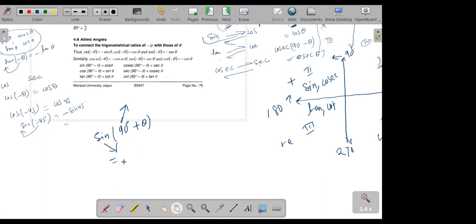Second rule, we have to see in which quadrant this angle lies. If we try to plot, this is 90 plus theta, where theta is some angle we don't know, but surely it is more than 90. So this is 0, this is 90 here, and this is 180 here. In which quadrant does this angle lie? It could be second, third, fourth, anything, because we don't know what theta is.